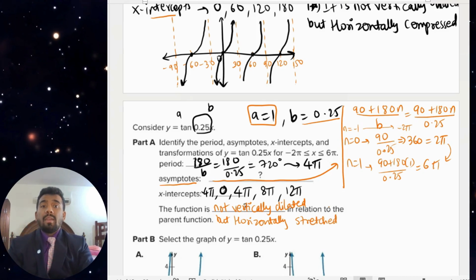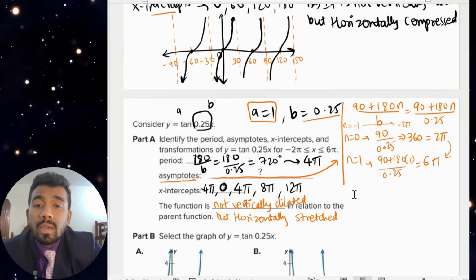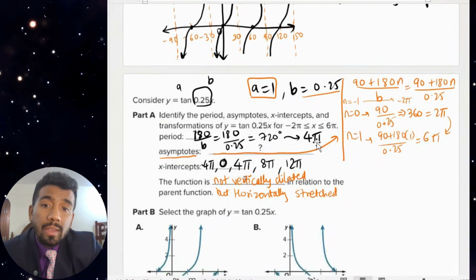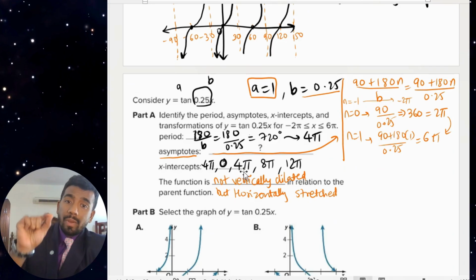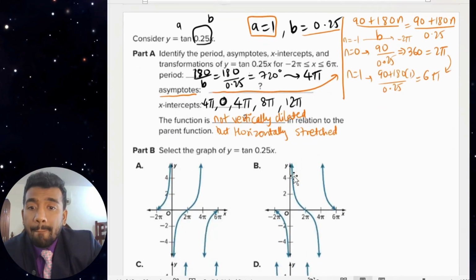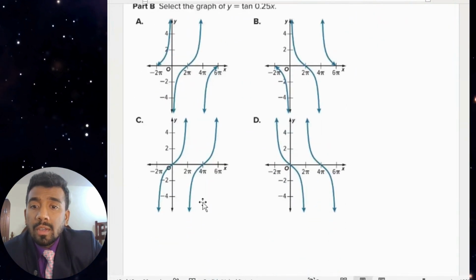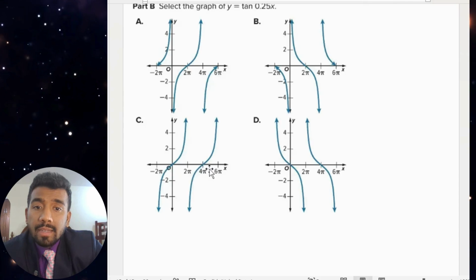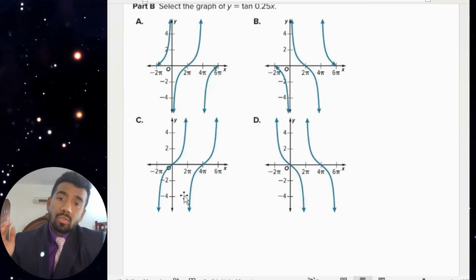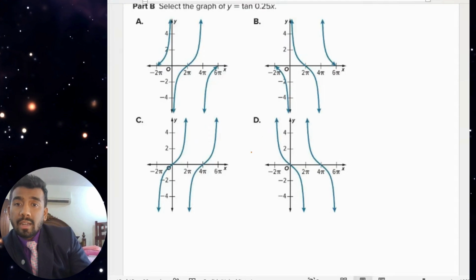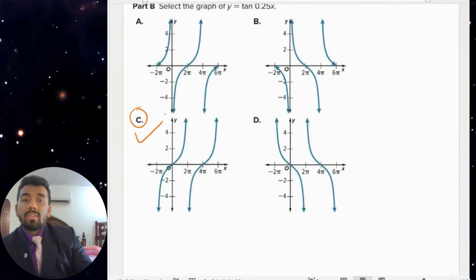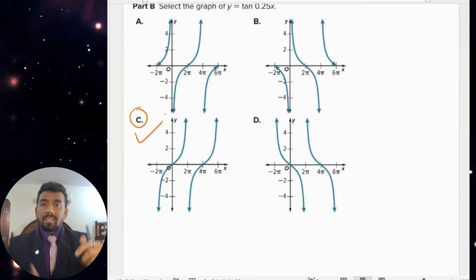That's the answer. And if you want to see which option is correct in the graph, you see the period is 4 pi. So 0, 4 pi, 8 pi, it should touch. This touches at 2 pi, that's wrong. So 0, 4 pi, yes, correct. And this is wrong, it goes on this side, it should go on the other side. So option C is correct. Understood? Easy peasy, lemon squeezy.